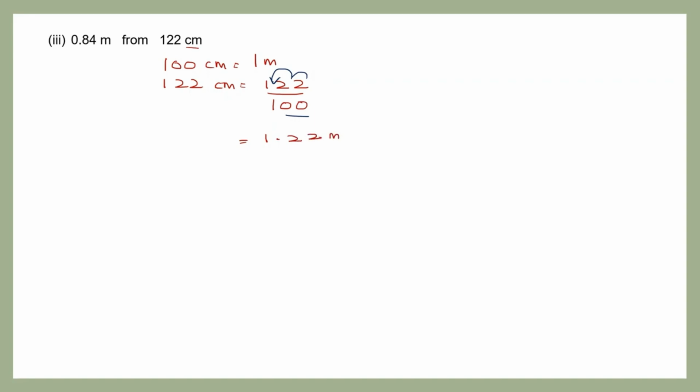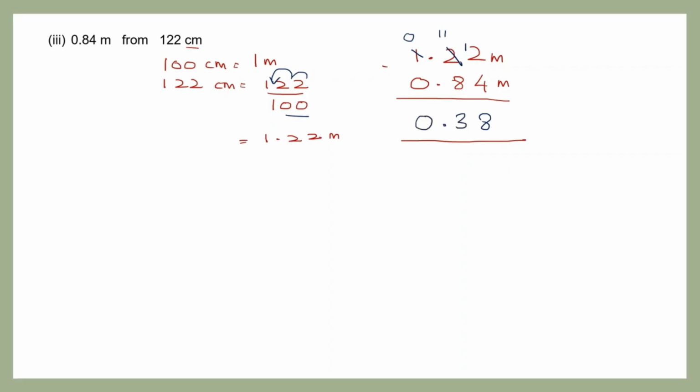So let's go back to the question. Subtract 0.84 meters from 1.22 meters. So let's write 1.22 meters first. Below that 0.84 meters and we are subtracting. So let's subtract. 2 minus 4 I cannot do. I'm going to borrow. 12 minus 4 is 8. 1 minus 8 I cannot do. I'm going to borrow. 11 minus 8 is 3. Don't forget the decimal point. 0 minus 0 is 0. Write down meters. So my answer is 0.38 meters.